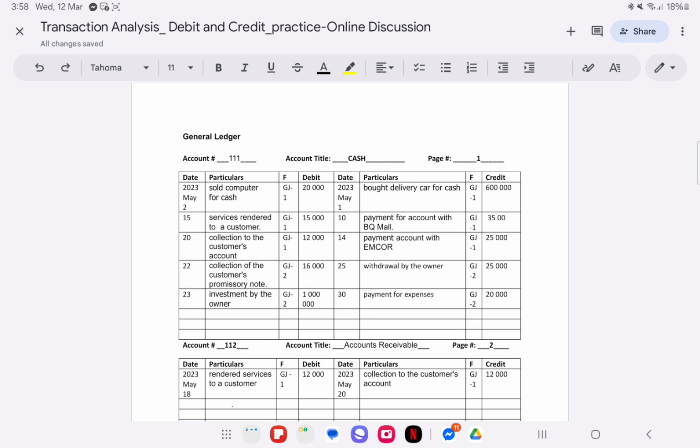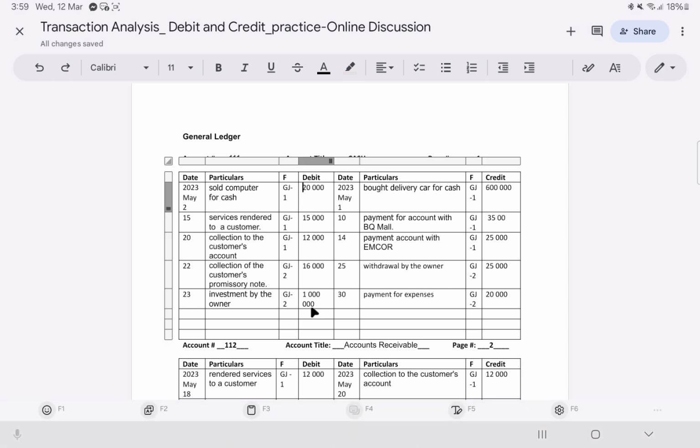So after you post to the ledger, you're going to sum up, no? So do you remember the normal balance of cash? Since this belongs to an asset, cash is a form of an asset, so it is increased on the debit side. But before that, you're going to sum up all the debit and sum up all the credit.